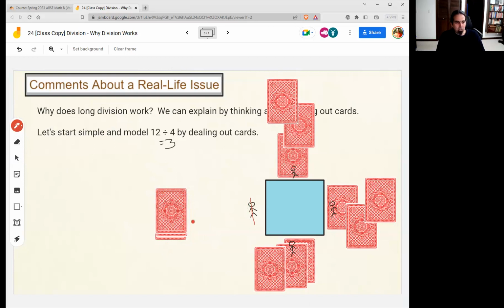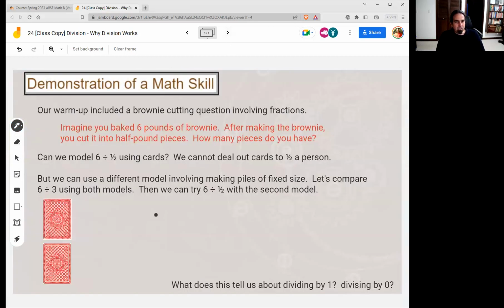I still can't put half a pile somewhere. That just doesn't make any sense. So it seems like we can't deal out cards to half a person that way. We need some other way to think about it. So we need a different way to think about division.